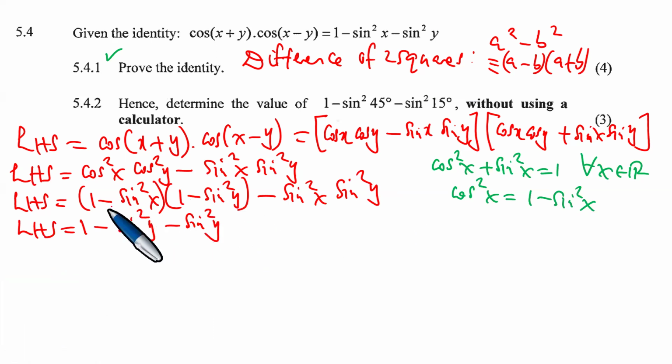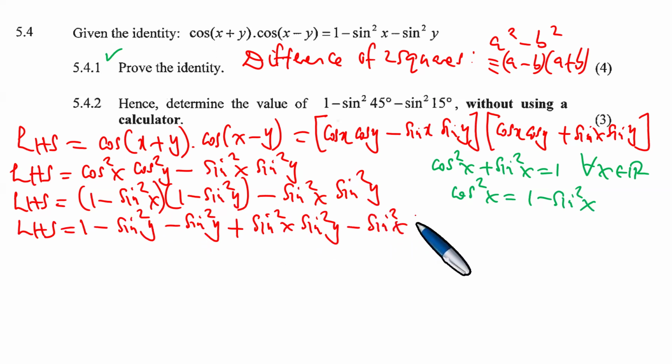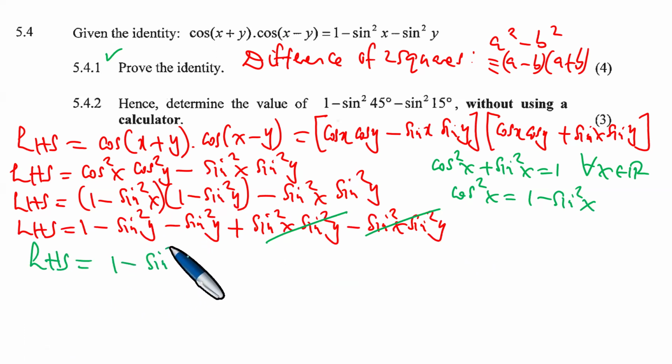And then this one we multiply everything because it's not a difference of two squares. It's not just plus or minus with the same expressions within the parentheses. So we're going to multiply the sine squared x and the sine squared y here, and they give us plus sine squared x sine squared y, minus sine squared x sine squared y. Okay. These two cancel out, meaning the left-hand side is 1 minus sine squared y. This by this, by that, and this.